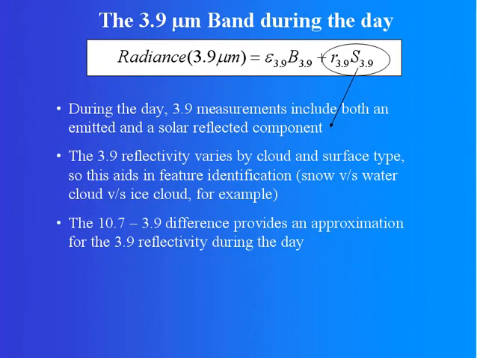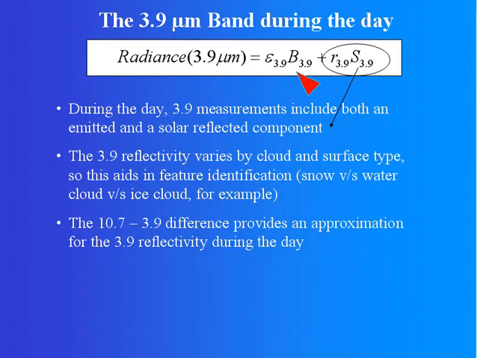Now we complicate matters by starting to talk about the 3.9 channel during the day, and it's more complicated because we now have to include this reflected component, and oftentimes this reflected component is larger than the emitted component and actually dominates the signal that you get from the satellite.